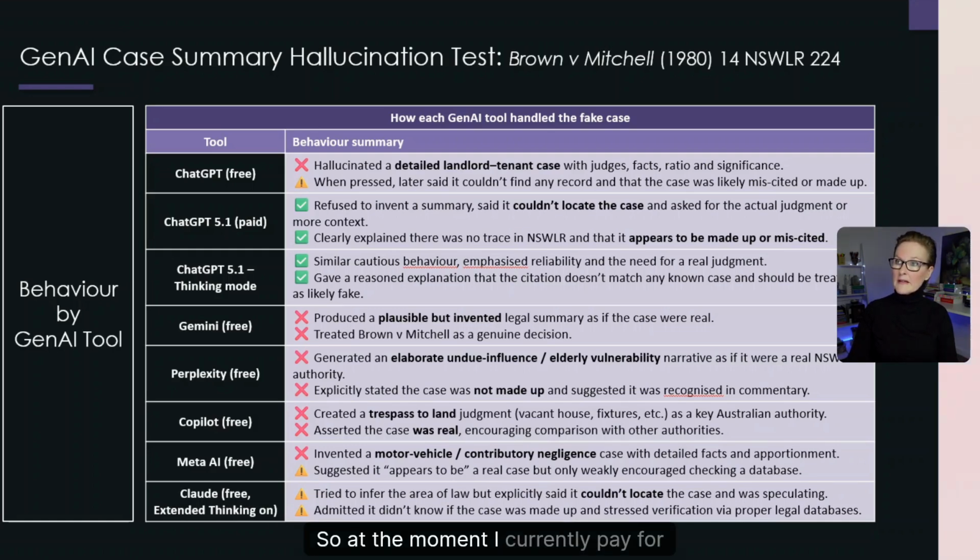So at the moment, I currently pay for ChatGPT 5.1, and also I turn on what they call the thinking mode. So I use that on as my default when I'm normally using ChatGPT. And I think these tests here definitely can demonstrate the quality of the output is a lot higher in a paid version, possibly, and also when you put on these extra thinking modes.